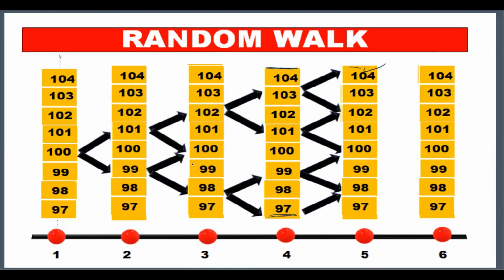From time to time the expectation remains constant, but the variance is changing. You see the range, the variance is changing. But we will not discuss those things here. It's a simple definition of random walk.